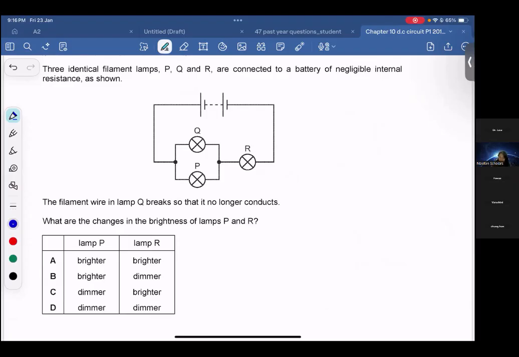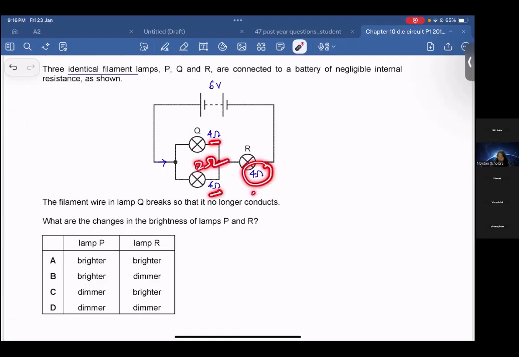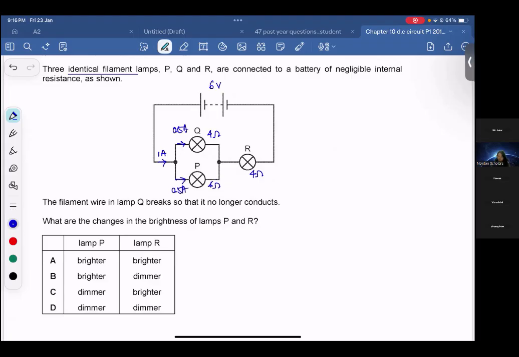We can put some value for it. I teach you my technique. I can simply put a value 6 volt. Then at here, let's say this one is 4 ohm and 4 ohm, it will become 2 ohm. Then this one also 4 ohm, because they say identical filament lamps, so these 3 lamps must be the same. 2 ohm plus this 4 ohm is 6 ohm. So I put this one as 6 volt, it's easier for me to do calculation. This one as 1 ampere. This is what I did. So at here, I know 0.5 ampere, here is 0.5 ampere.